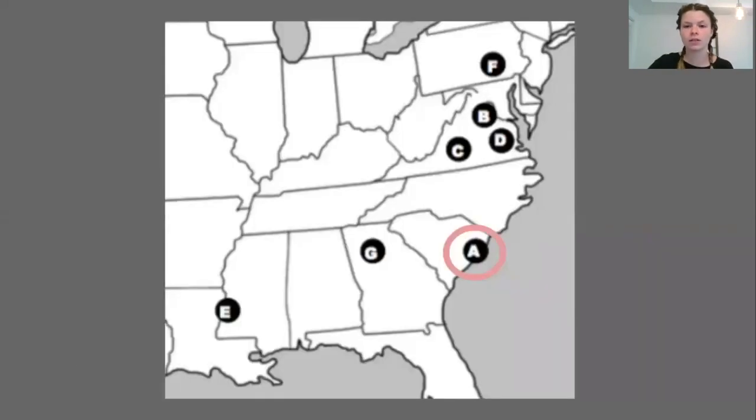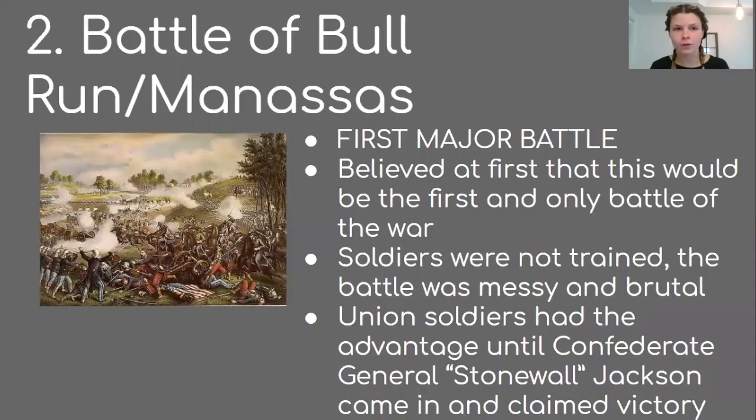Fort Sumter is in South Carolina and is letter A on our map. For each event, I'm going to be showing you this map so that you can do our first goal, which is identify and locate these battles on a map.